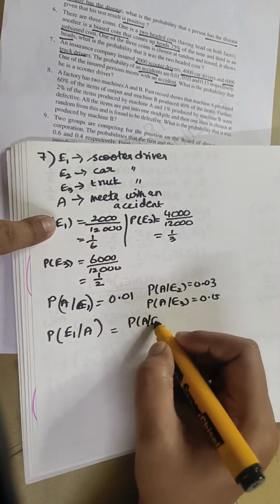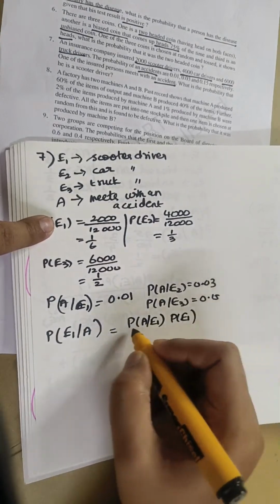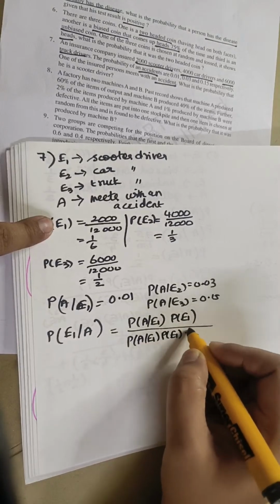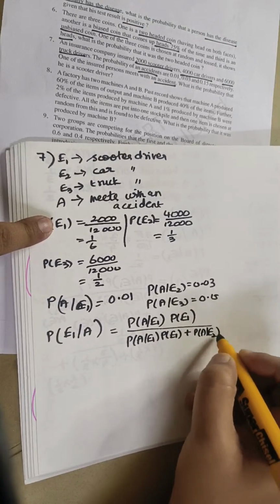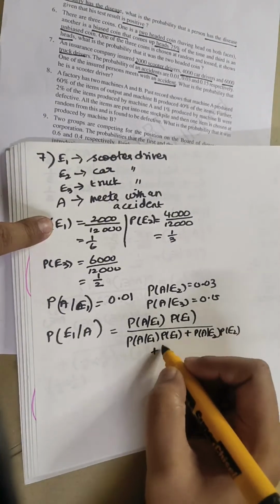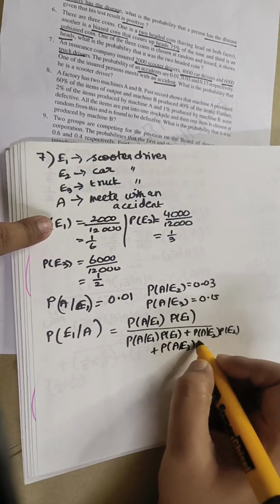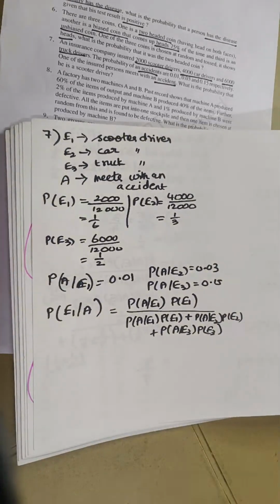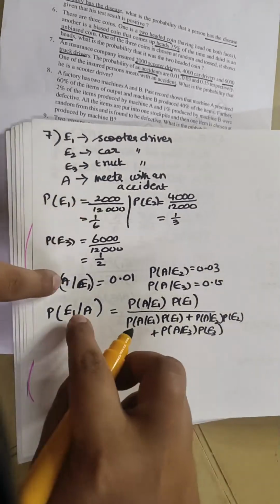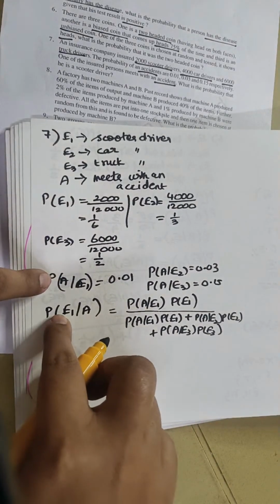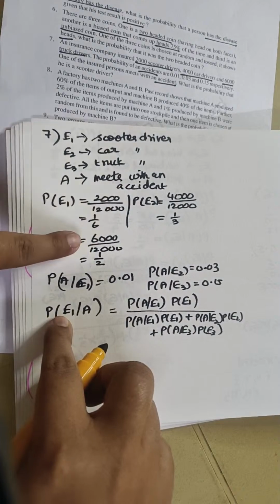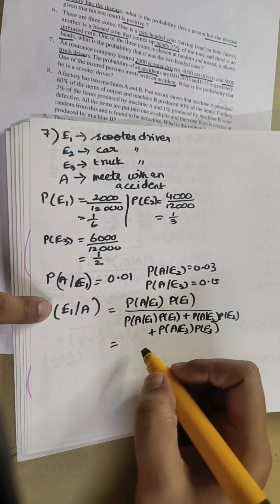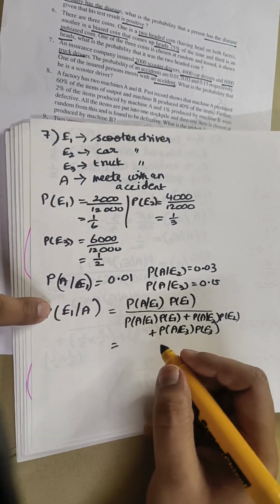P of A slash E1 into P of E1, plus P of A slash E2 into P of E2, plus P of A slash E3 into P of E3. This will be the denominator. Here again we are using the Bayes theorem because already the person meets the accident. What is that? The probability that he is a scooter driver. And that's the reason we are using the Bayes theorem. So substitute the values accordingly.